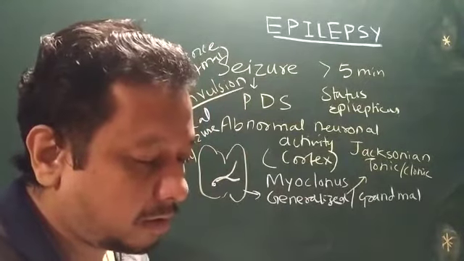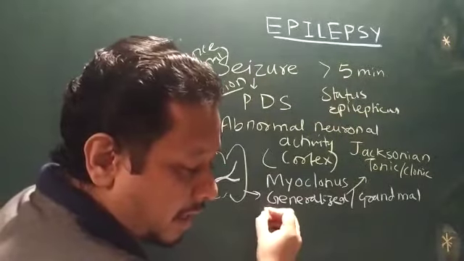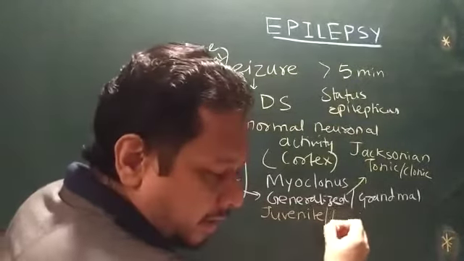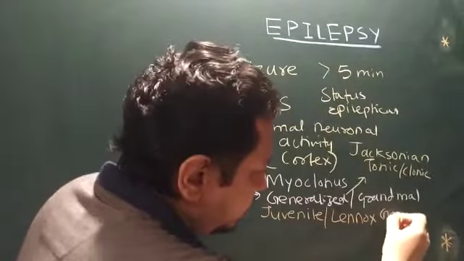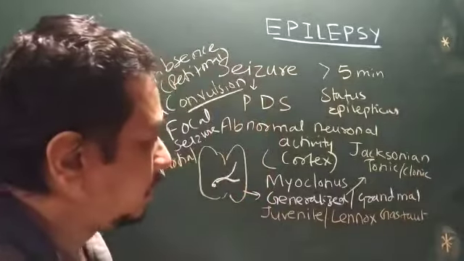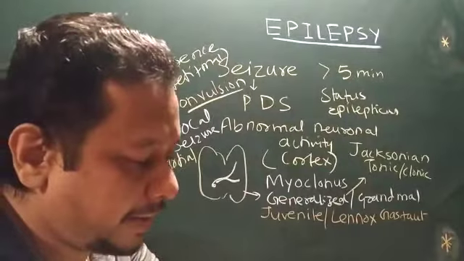Now normally this generalized epilepsy can also be seen in young individuals as juvenile epilepsy or Lennox-Gastaut epilepsy, G-A-S-T-A-U-T. So now let us see how to treat this epilepsy with an anti-epileptic drug.